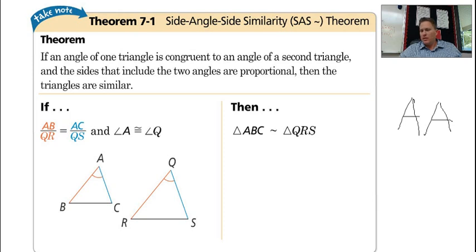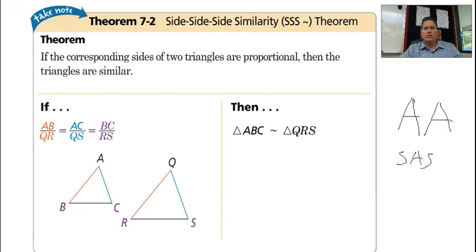So here is side, angle, side. And then that means that our last one that we're going to have right here is side, side, side. So again, if all three sides are proportional, then the two triangles are similar. Side, side, side. So here's our shortcuts right here. And those are our three shortcuts to prove if two triangles are similar.